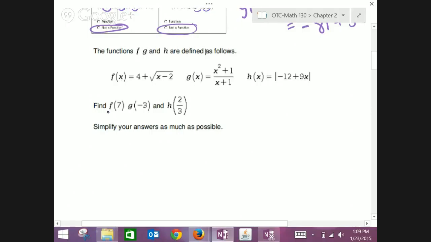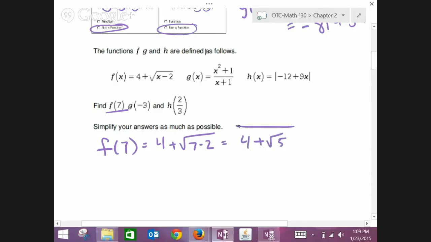So f of 7. I'm evaluating this function f at the point 7, so I plug in 4 plus the square root of 7 minus 2, 4 plus the square root of 5, which is just as pretty a number as any other number. But sometimes students won't plug that into the calculator or into Alex.